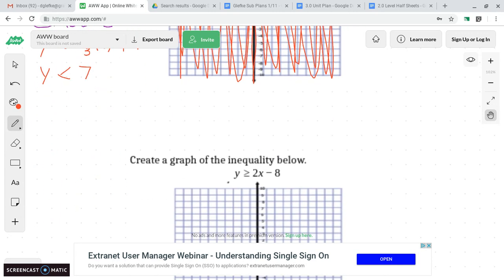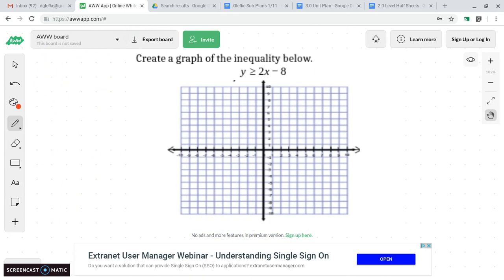Okay, we're going to do another one. So this one says, create a graph for the inequality below. So we have another inequality. And so we're going to start by graphing our y-intercept, which is -8. So about right there. And then our slope for this is a positive 2.